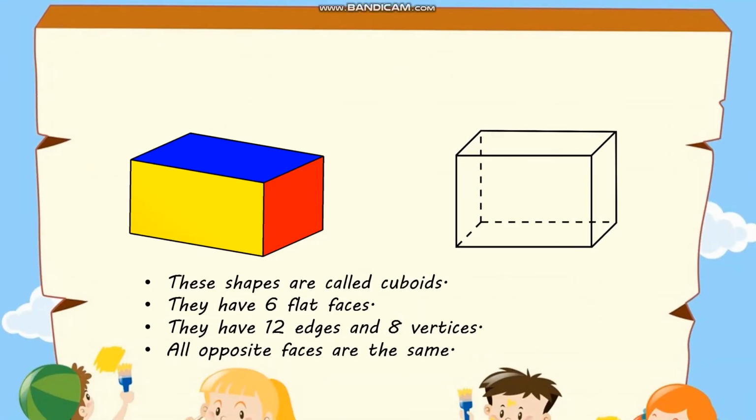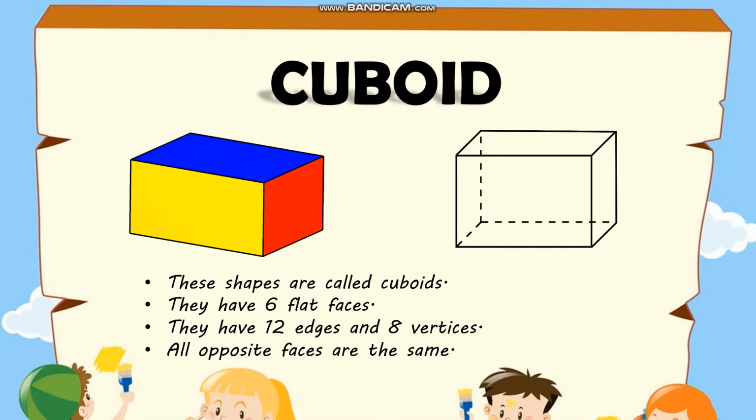Now the next shape is a cuboid. These shapes have 6 flat faces, 12 edges, and 8 vertices. So it's the same with cube. But the opposite faces of these shapes are the same. So this side is equal to this side, and this side is equal to this side. But the number of faces, the number of edges, and the number of vertices are the same as a cube.